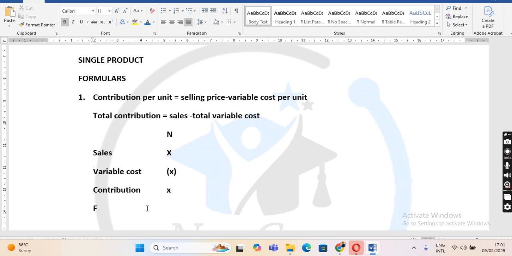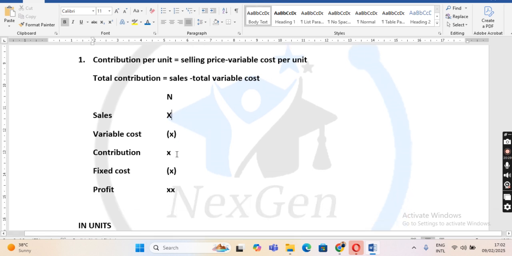Now, your fixed cost. You can see that this format looks like you are doing marginal costing. It adopts the techniques. Your fixed cost is given to you in the question. When you minus your fixed cost, you have your profit. Now, I'm just trying to tell you that this is how it works. If it is total sales you have, minus total variable cost, you have your contribution. Minus your fixed cost given to you in the question, you have your profit.